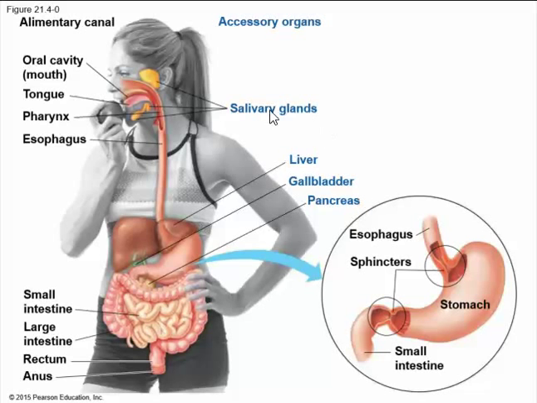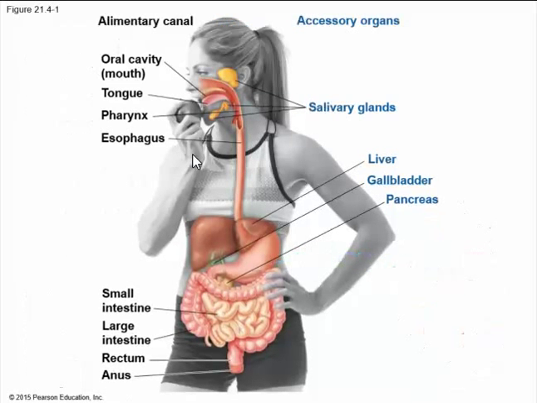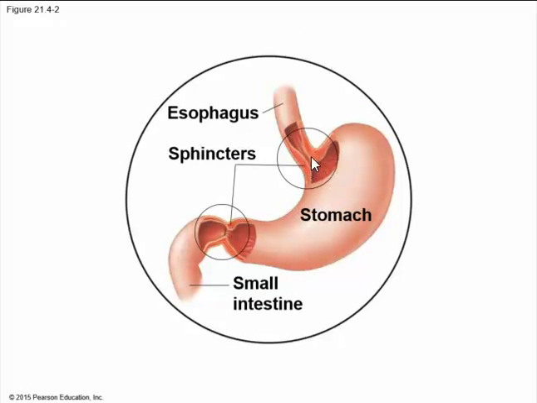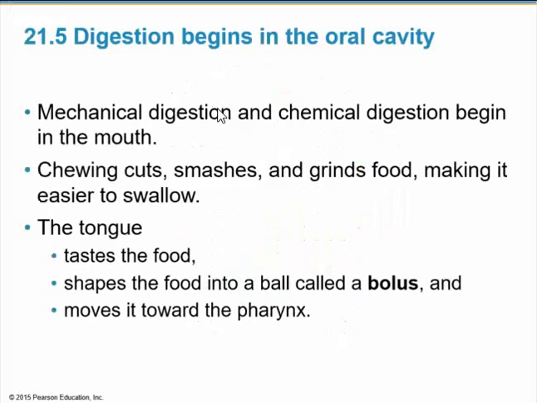And here's a diagram here. There are two valves, the cardiac sphincter and the pyloric sphincter. All right, mechanical digestion and chemical digestion, actually the breakdown of polysaccharides into disaccharides, begins in the mouth. The chewing breaks the food into smaller pieces and increases surface area for exposure to enzymes.